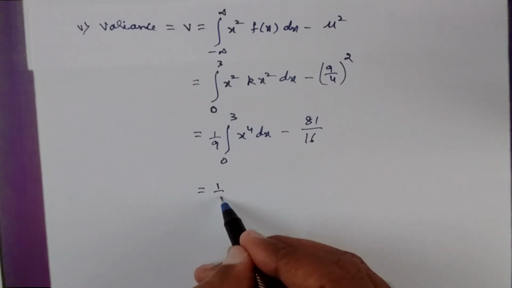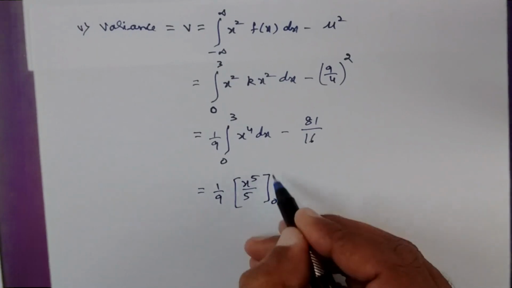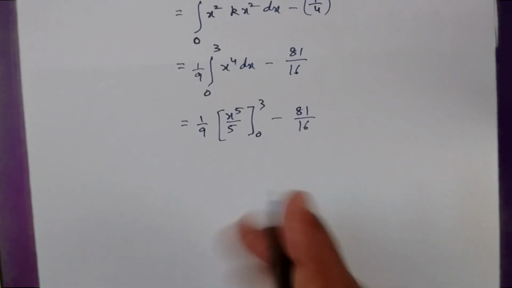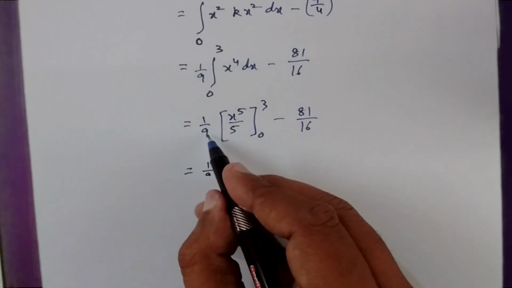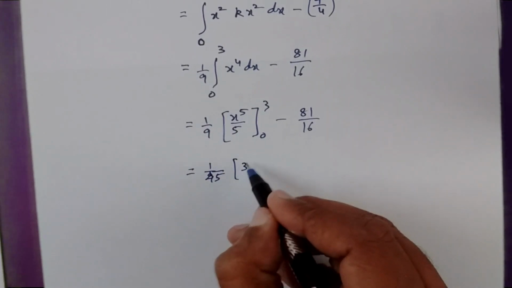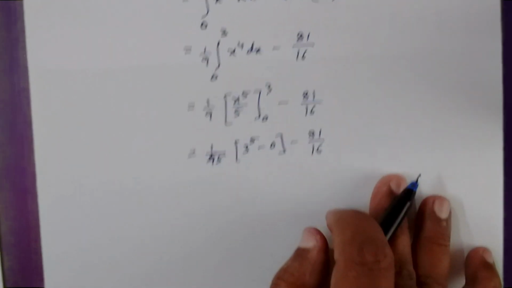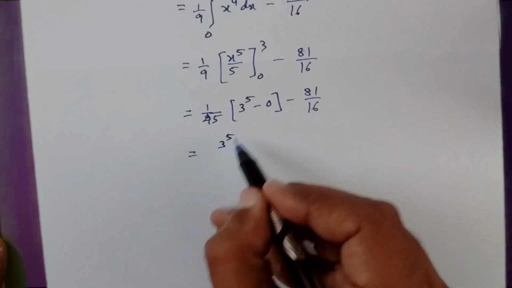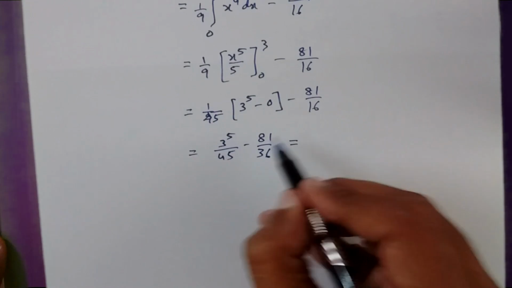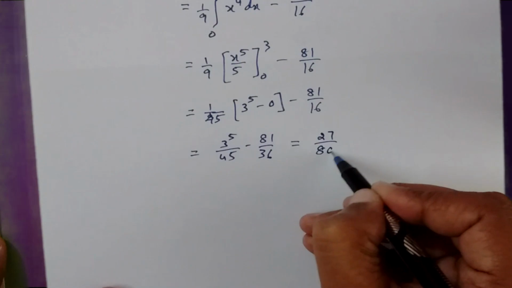That will be equal to 1 by 9. Integrate x power of 4, we will be getting x power of 5 by 5. Limit values will be 0 to 3, minus this 81 by 16 as it is. This is 1 by 9, or you can just multiply: 9 times 5, 45, so 1 by 45. Upper limit value will be 3 power of 5, lower limit value will be 0, 81 by 16 as it is, which will be equal to 3 power of 5 by 45 minus 81 by 36. Just try to evaluate this and check what's the value you're getting. Are you getting 27 by 80? Then it is the right solution.